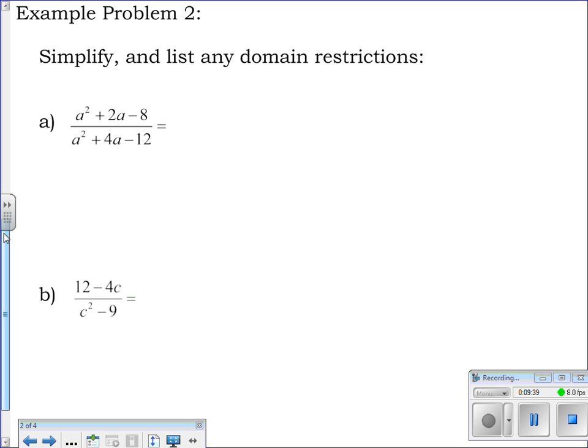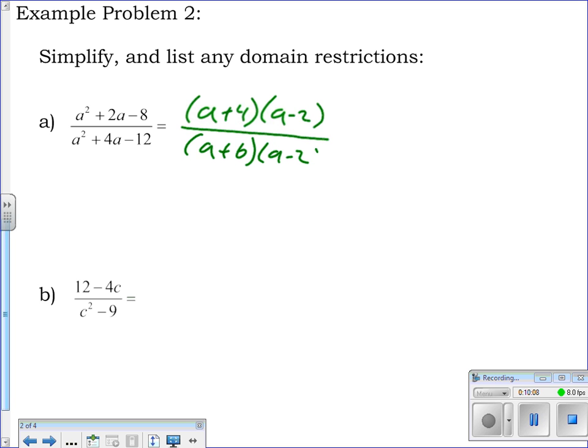So I have a squared plus 2a minus 8. Two numbers that multiply to give me negative 8 that add to give me positive 2. 4 and negative 2, so I have a plus 4 over a minus 2. And then the denominator, same thing. Two numbers that multiply, sorry, multiply to give me negative 12, add to give you positive 4. A plus 6, A minus 2.